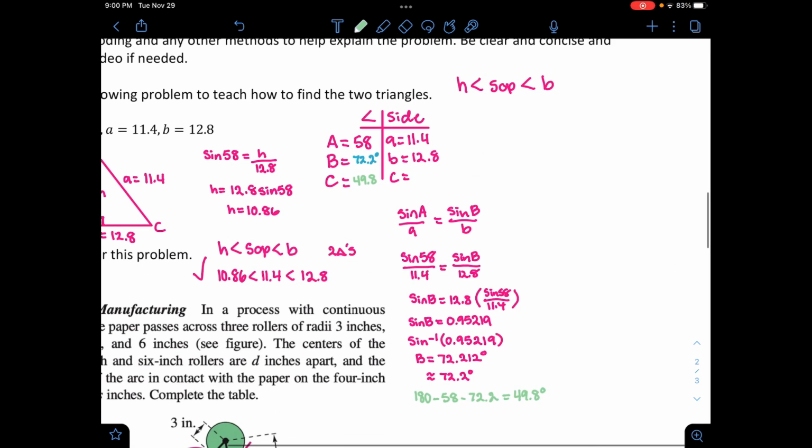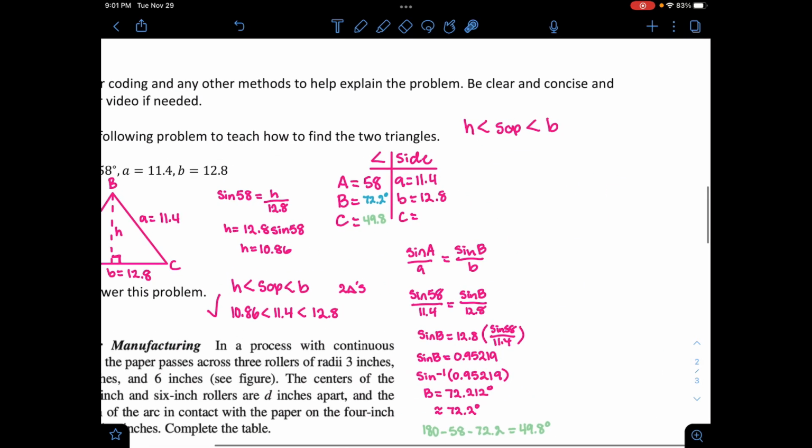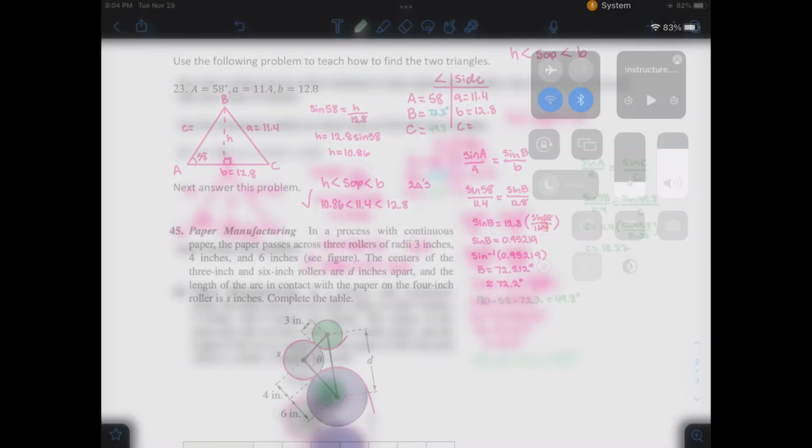So now with this information, you can actually solve for the other side. So now we can solve for this one right here. So now you do the exact same thing, basically. Instead of solving for sine over B, you're just going to solve for C. So I'll show you how to set that up.